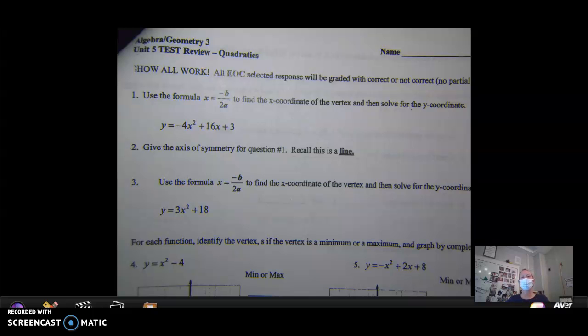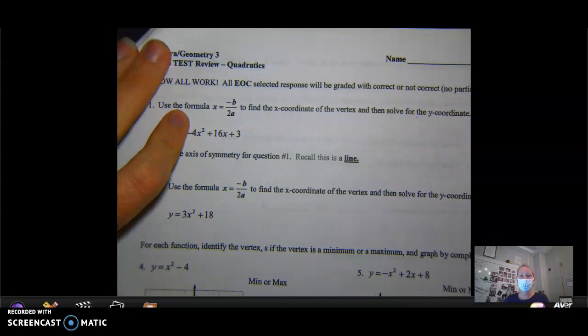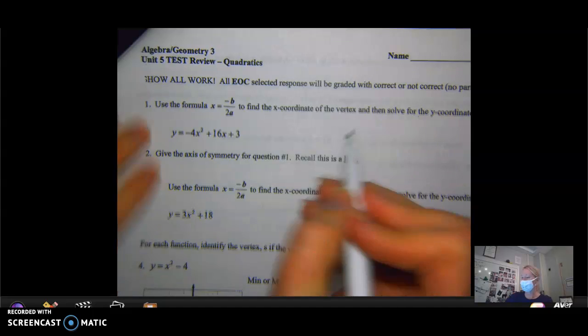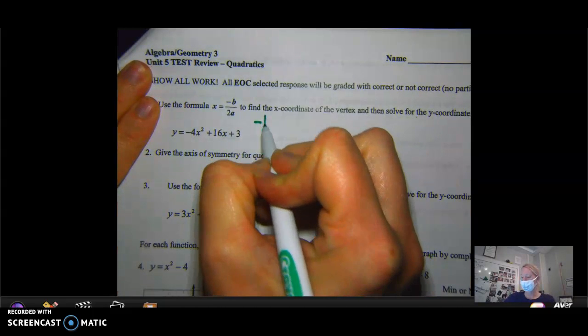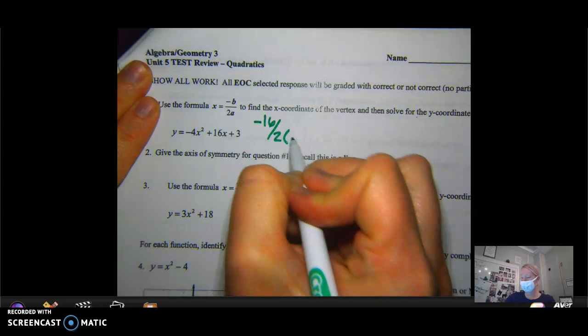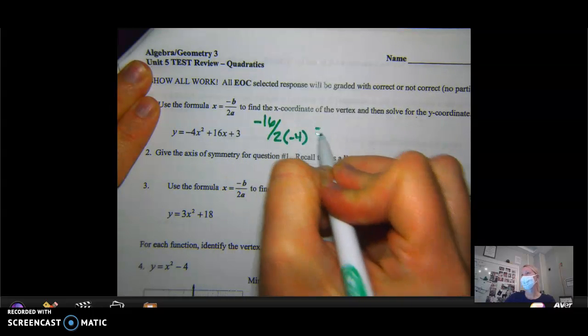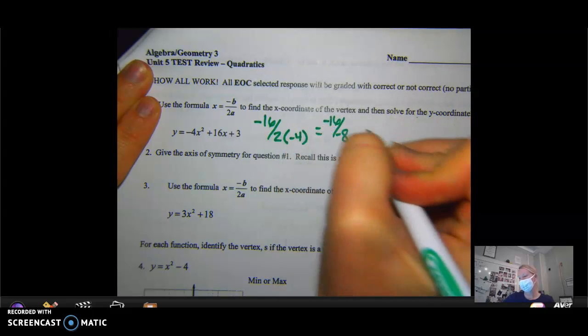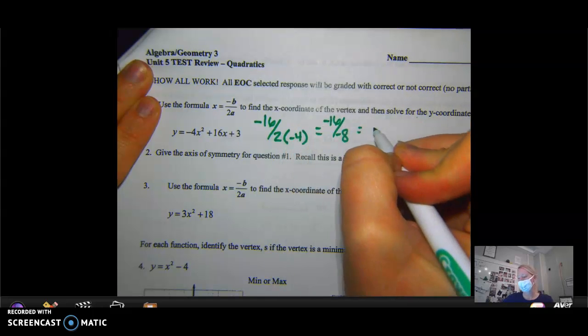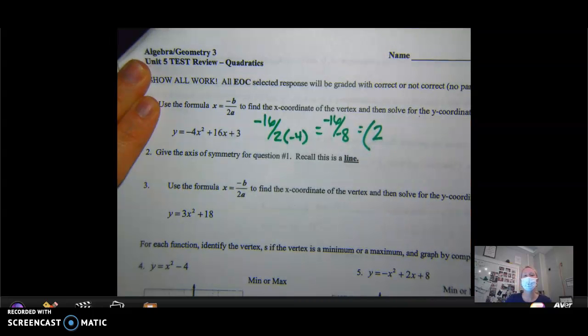Use the formula negative b over 2a to find the x-coordinate of the vertex and then solve for the y-coordinate. So negative what over 2 times what? What is 2 times negative 4? So really I'm doing 16 divided by negative 8, which equals how much? 2. So that is the x value of the vertex.